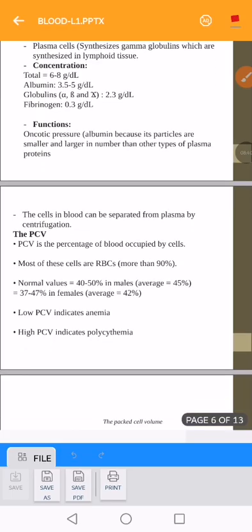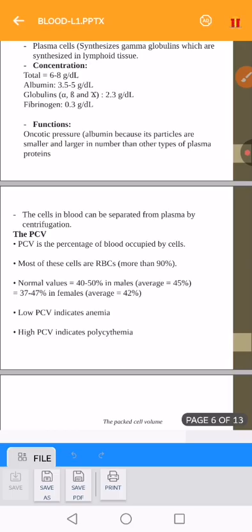So we're going to start to talk now about the cells in the blood. As we mentioned, the cells in the blood can be separated from the plasma by centrifugation. What is the PCV? It is the percentage of the blood occupied by the cells, the RBCs, the WBCs, and the platelets. When separated from the plasma, it's called packed cell volume, or PCV. What is the percentage of that PCV? It's 40 to 50% in males and 37 to 47% in females. That means less than 50%.